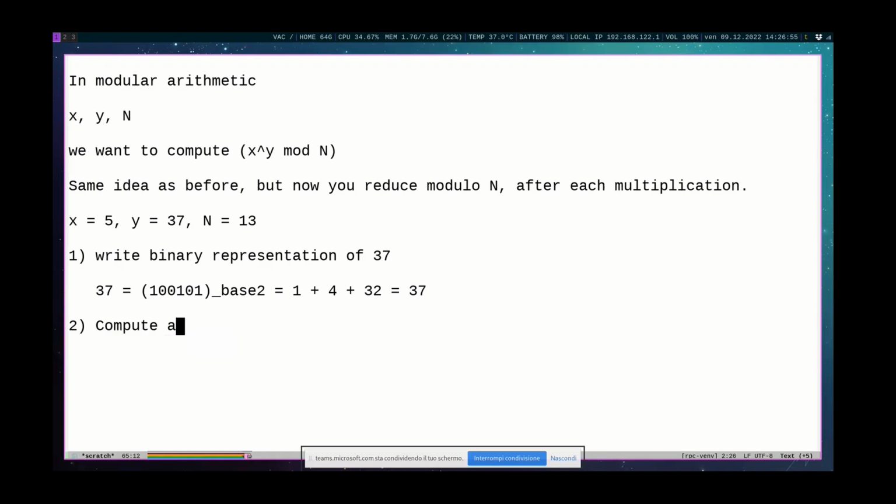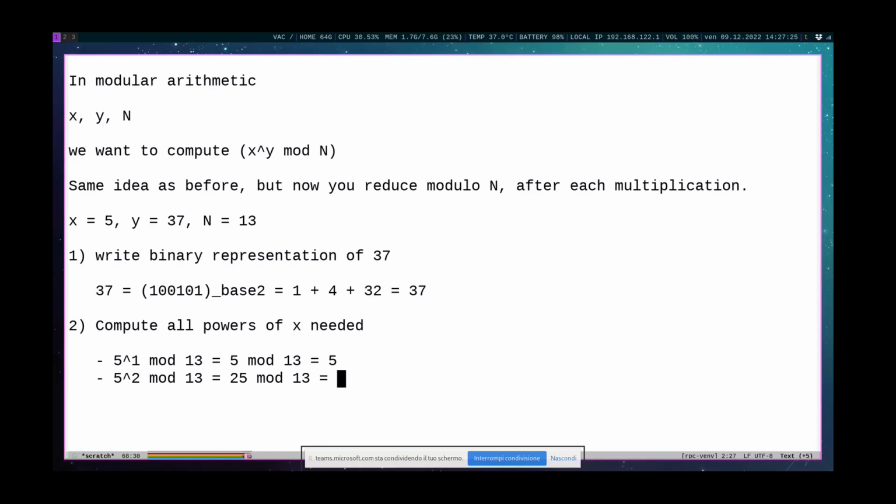Next, compute all powers of x needed. And x is 5. So we do 5 to the 1, that's 5. But now we have to remember the modulo, so 5 to the 1 mod 13, that's just 5. This is the first one. The second one is 5 to the 2 mod 13. So here we get 25 mod 13.